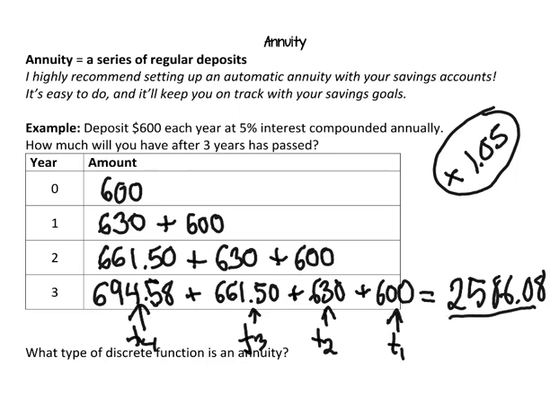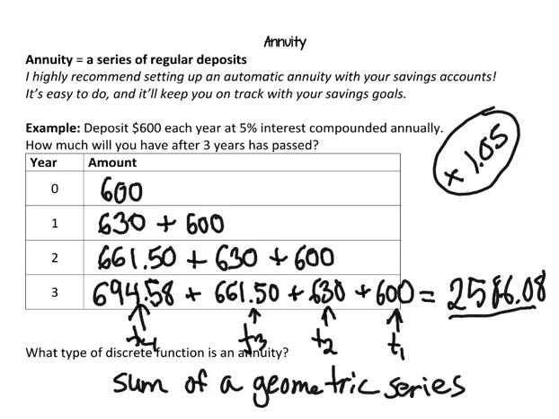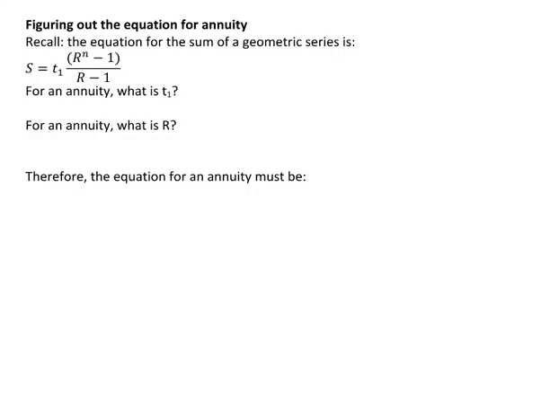Notice that to find out how much you have after 3 years, we're just adding all of those numbers up. So what kind of discrete function is an annuity? Well, it's related to your geometric sequence, but it's the sum of that geometric series. We call them a series when we're adding them up. So it's actually the sum of a geometric series. We're going to use that to figure out the formula for an annuity where you're saving.